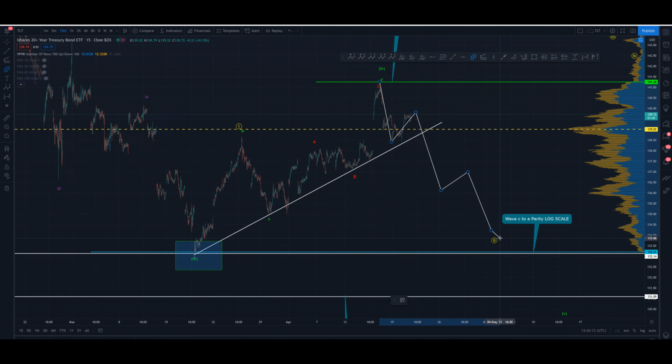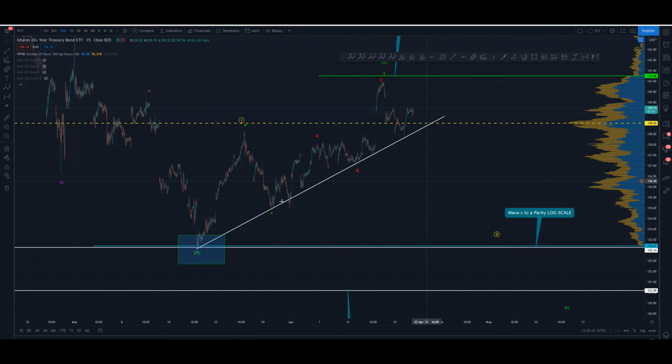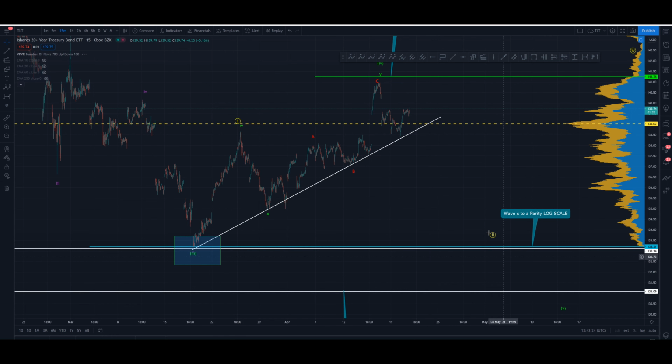Either into a 2 of an expanding flat below this A wave here, or we're going to go lower into a 5 on minute scale, which is below this 3. So 3, 4, 5 lower, or we've gone 1, A, B, C expanding flat 2. Because I cannot get this to work as a 3.